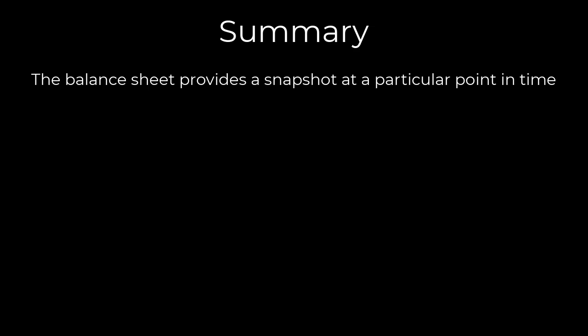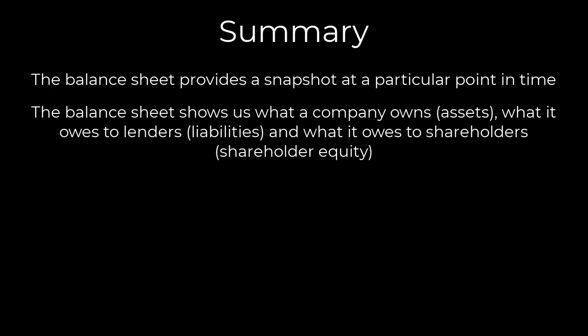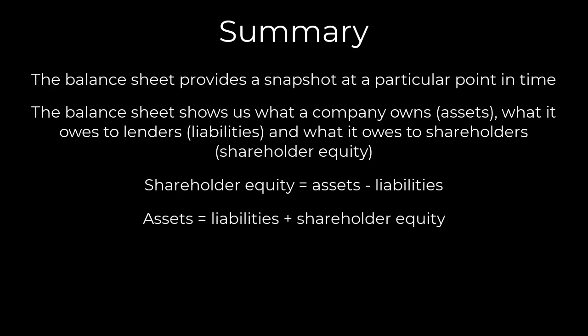Let's summarize. The balance sheet provides a snapshot at a particular point in time. The balance sheet shows us what a company owns, the assets, what it owes to lenders, the liabilities, and what it owes to shareholders, the shareholder equity. To calculate shareholder equity, we can subtract the liabilities from the assets. Another way to put it is assets equal liabilities plus shareholder equity.